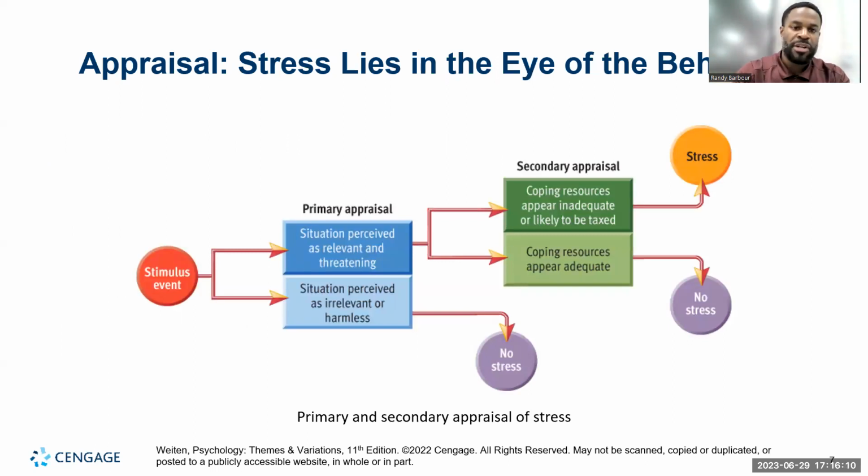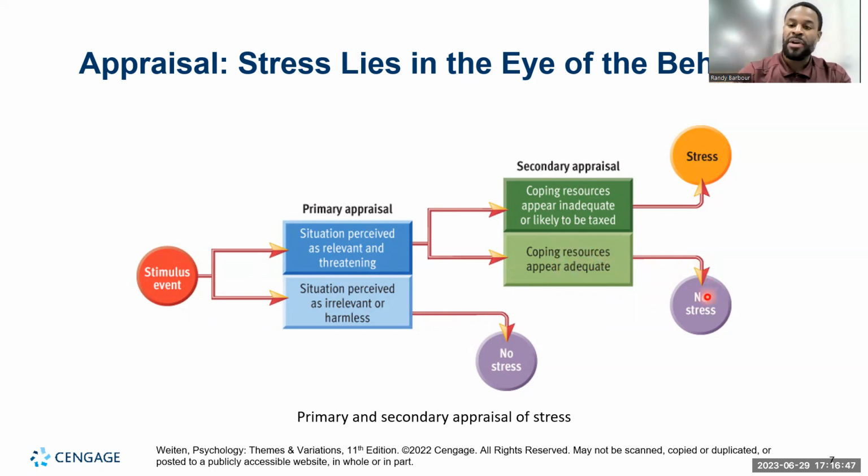Okay, so this is just a diagram of the different ways in which we do primary and secondary appraisal. So again, you have your stimulus event. And if that stimulus event is irrelevant to me and is not harmful, then I'm going to, again, have no stress. If it is relevant and is perceived as threatening, then I have to determine if I have the coping resources. If those coping resources appear inadequate or likely to be taxed, then I'm going to have a stress response. If those coping resources are adequate, then I have no stress whatsoever, right?